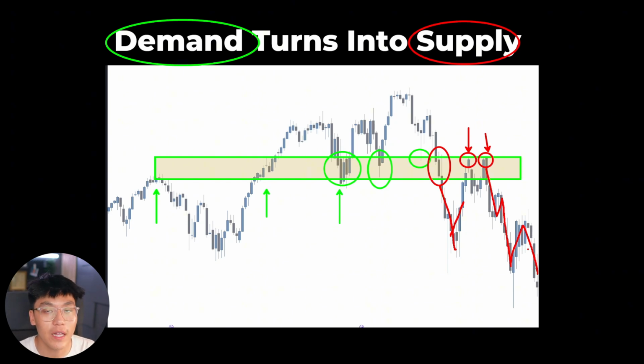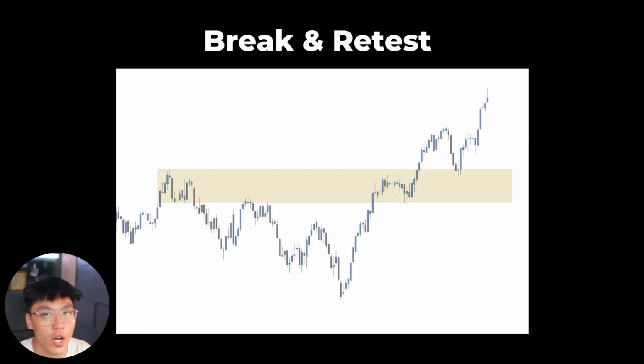So when looking at these levels, they are interchangeable, right? Demand turns into supply, supply turns into demand. It's very similar to support and resistance, right? Support turns into resistance, resistance turns into support. But the main thing about demand and supply is that it's a key area on a chart and not just a key level.